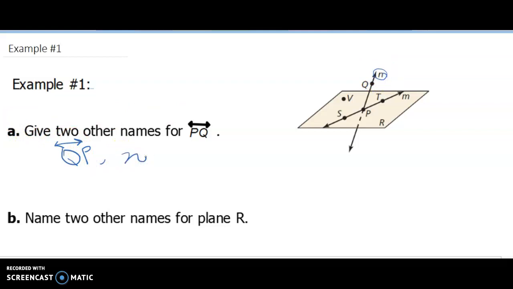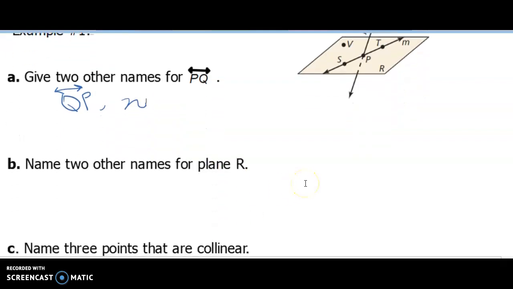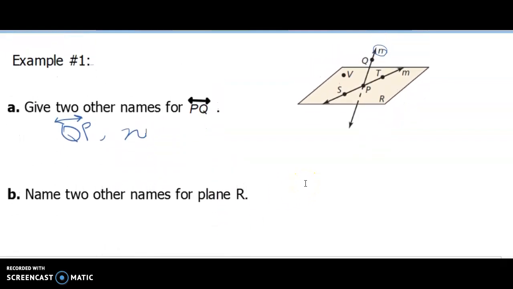Remember we said in our vocab that sometimes lines are named with one lowercase letter. So there's two other names for PQ. All right, now name two other names for plane R.